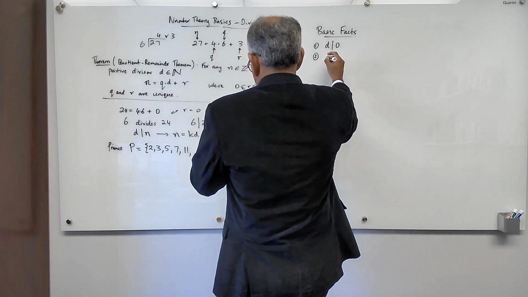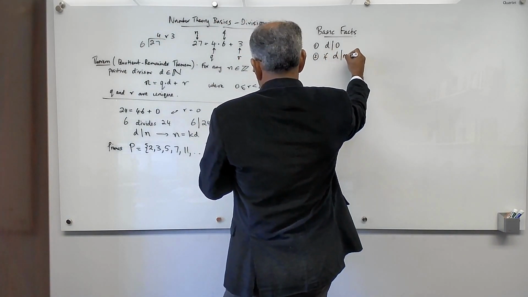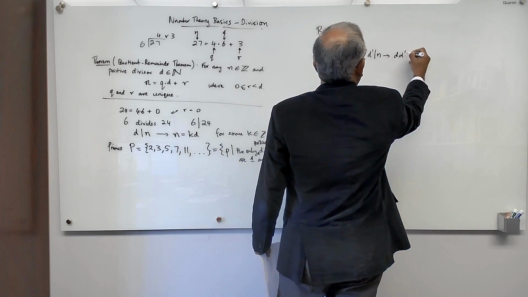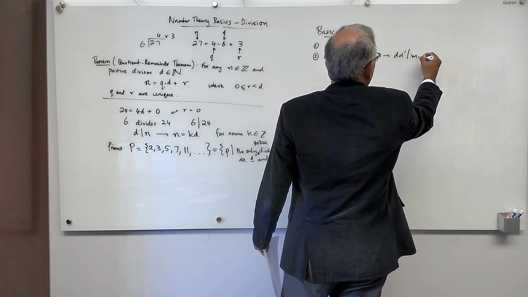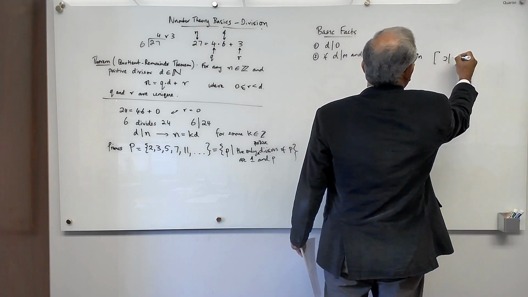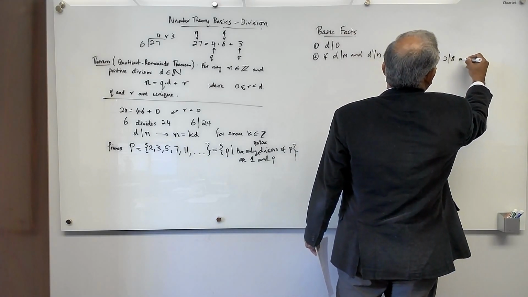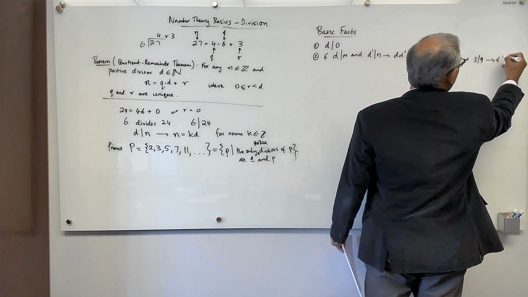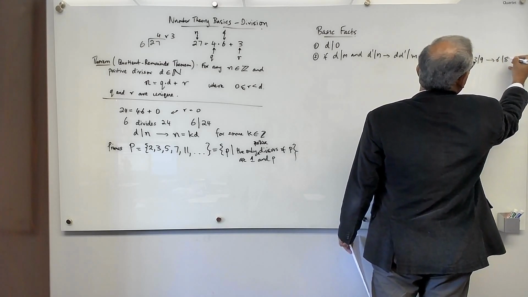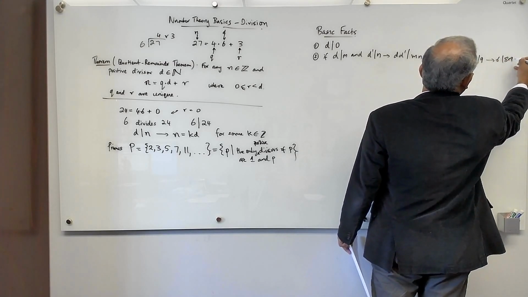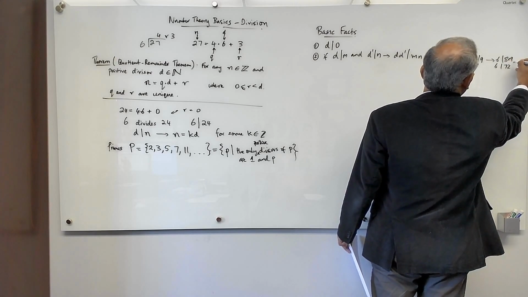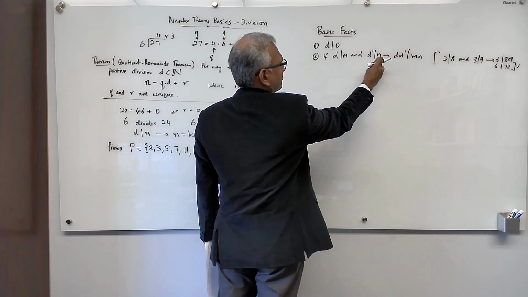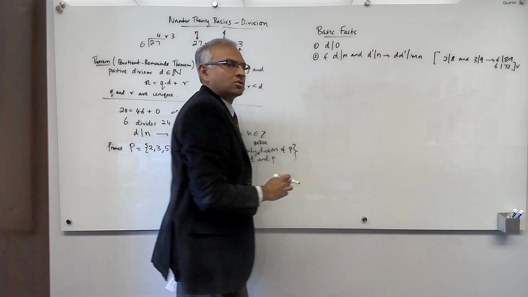2. If some divisor d divides m and another divisor d prime divides n, then d times d prime divides mn. So an example: 2 divides 8, and 3 divides 9, and so that implies that 2 times 3, 6, divides 8 times 9, which is 72. You can check that 6 divides 72, and it's true. So in general, if a divisor divides a number and another divisor divides another number, the product of the divisors divides the product of the numbers.